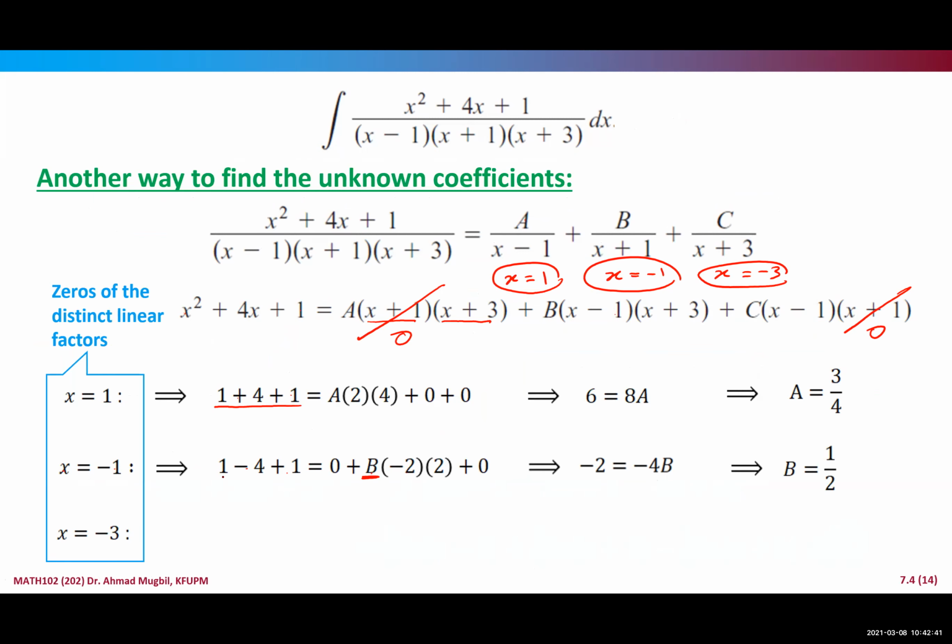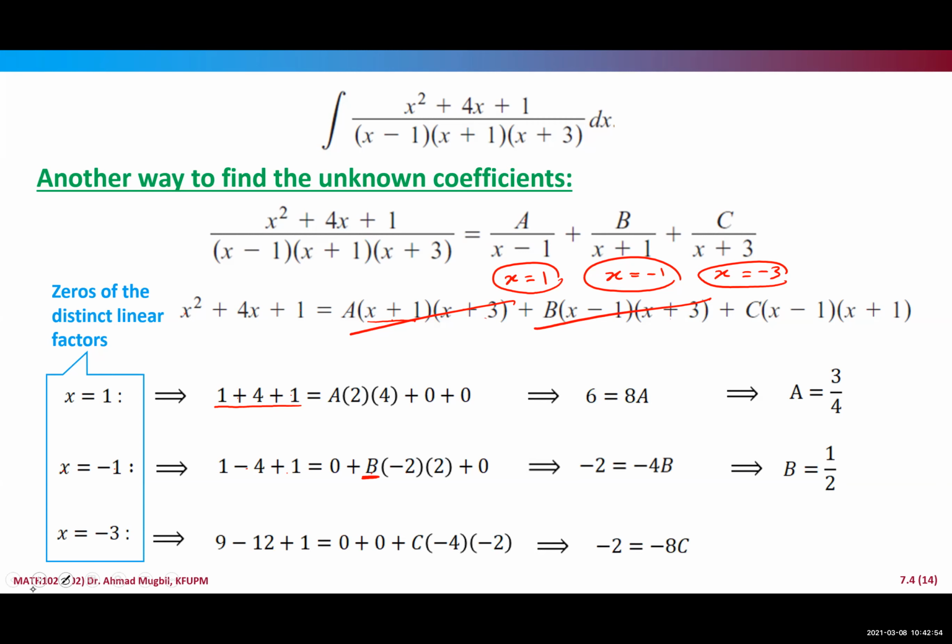If you put x equals -3, which factor will be 0? This will be 0. This will be 0 because we have x plus 3 there. So if you put x equals -3, you will be able to find what is c. So in this case, c will be equal to -1 over 4. I think you like this method, Shabab. Did you? It is much easier than the general method. I have a better method, better than this one and this.